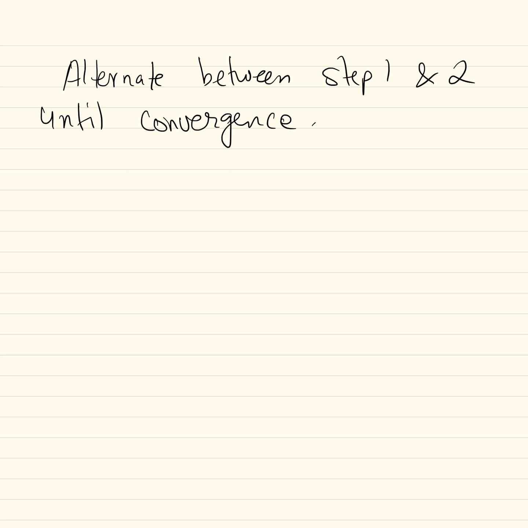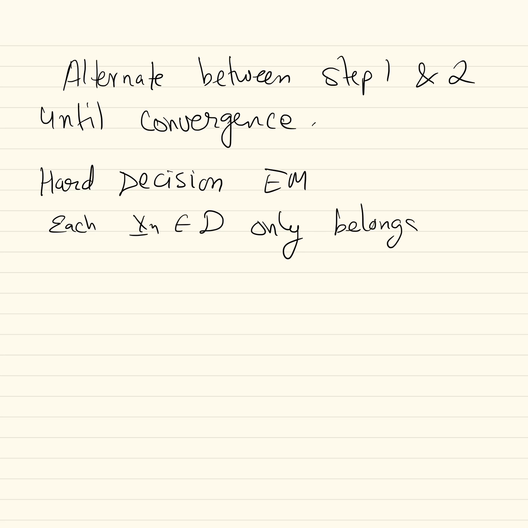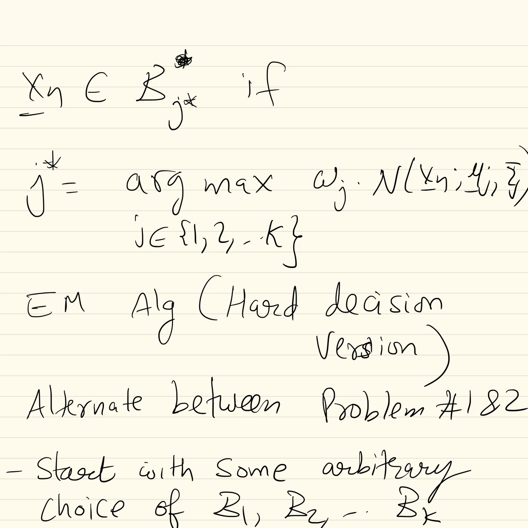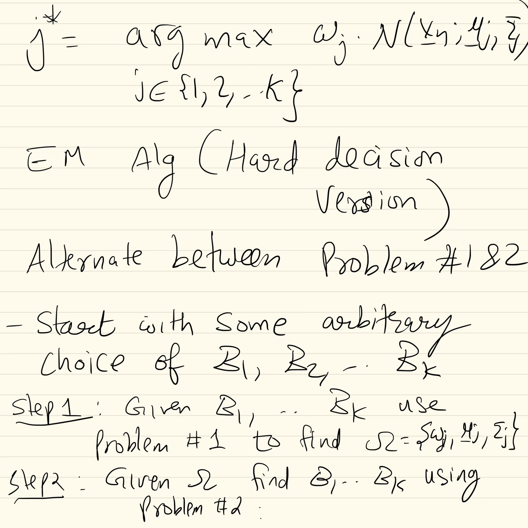So this is known as the hard decision EM, because each xn only belongs to one cluster. At each point you force xn to belong to one cluster. You make a hard decision. In step 2, when you compute B1 to Bk, you force them to be disjoint, and you force each xn to belong to either B1, B2, or Bk.